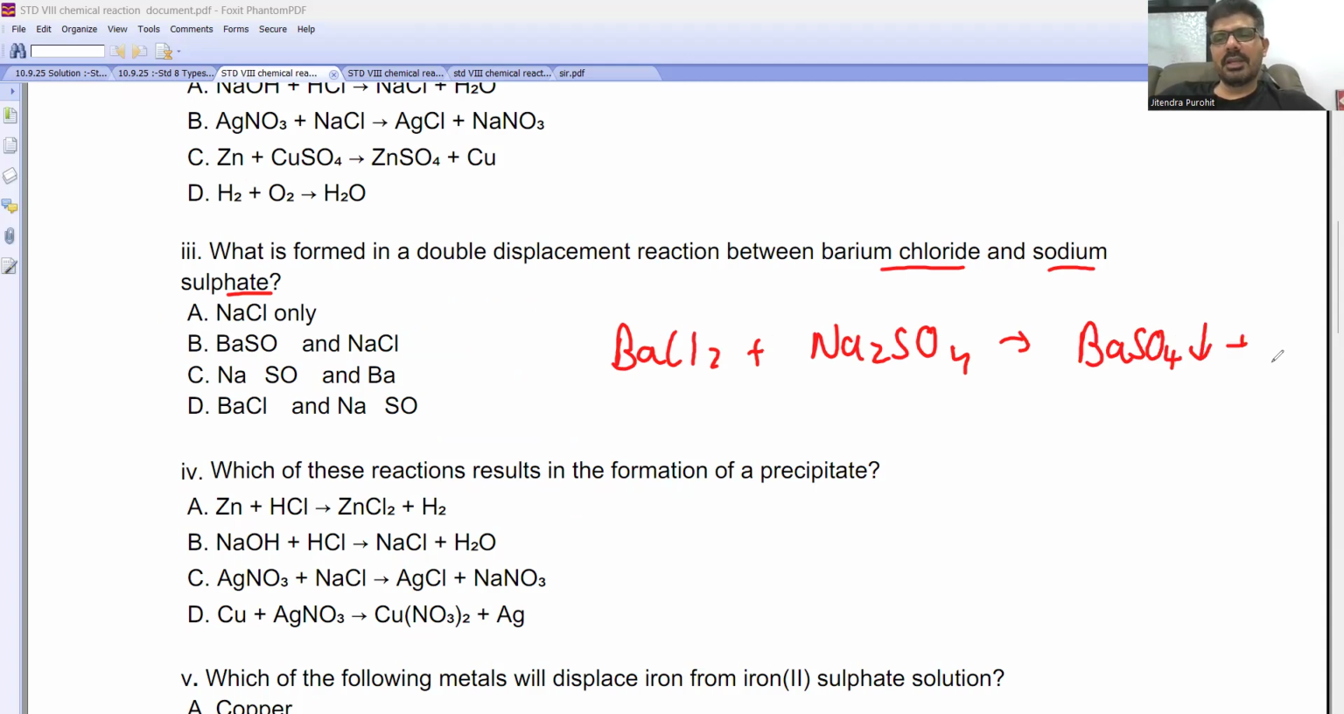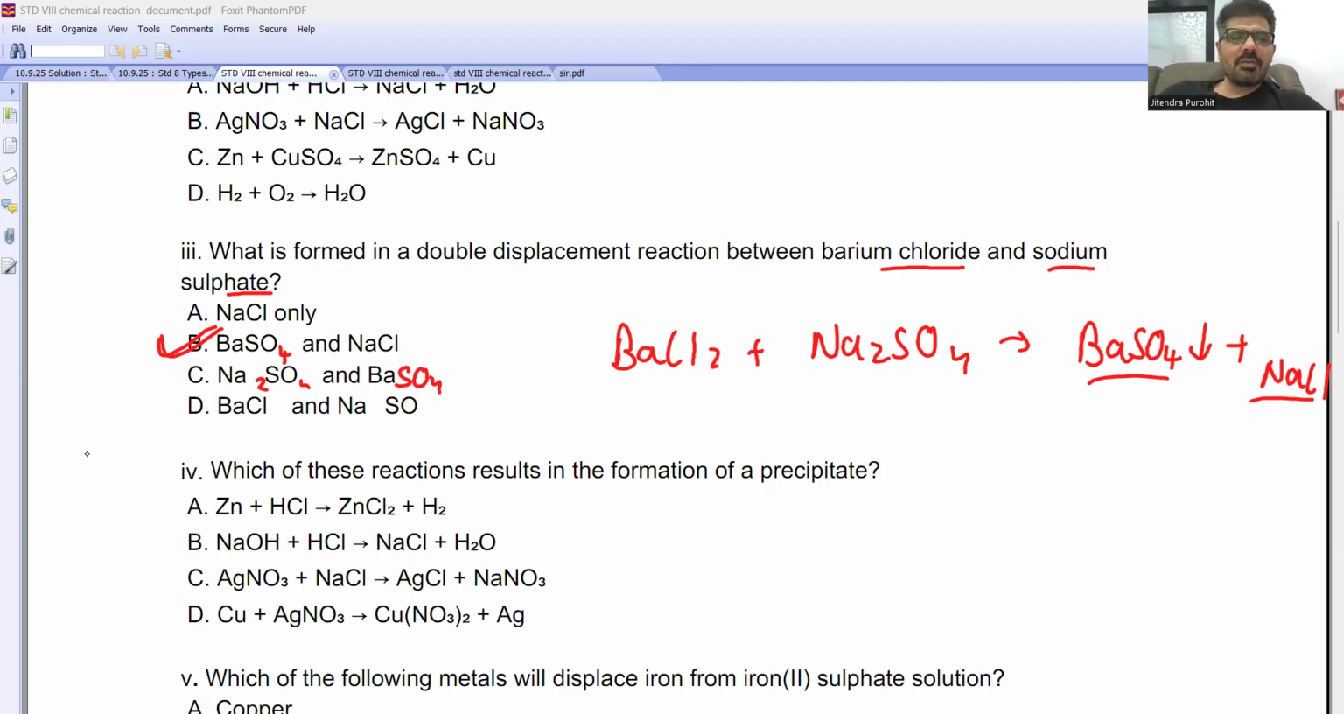And what am I going to get? NaCl. So what should be your answer? B will be the answer. They forgot to write the 4 here, they forgot to write this. Okay, so B is the answer. What am I getting? Barium sulfate and NaCl. Are you getting it?